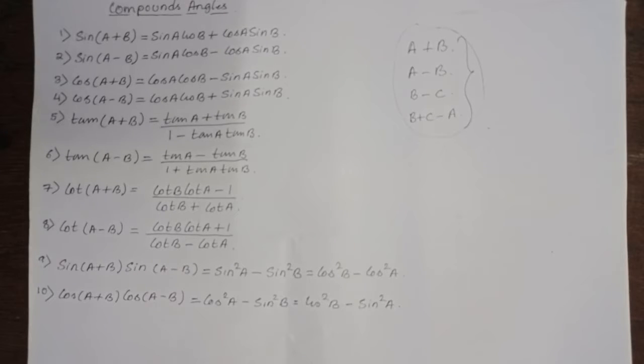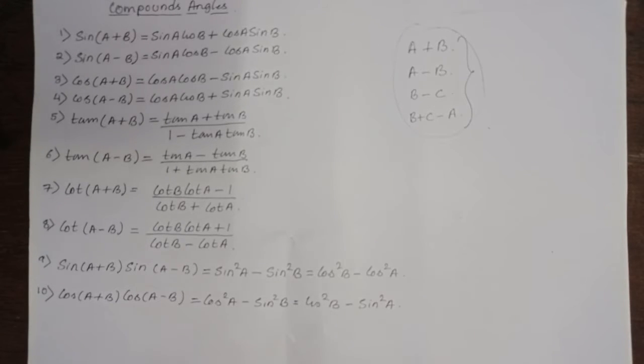Number 9 and 10 formulas, rarely will you use these two formulas, but they are important for those who are going to sit for the entrance or the NDA examinations, as well as in IIT also these things are important. Sin(a-b) into sin(a+b), or sin(a+b) into sin(a-b), there are two forms. One is sin square a minus sin square b, or cos square b minus cos square a, you can also write. According to the requirement of the numerical we'll use these two formulas.